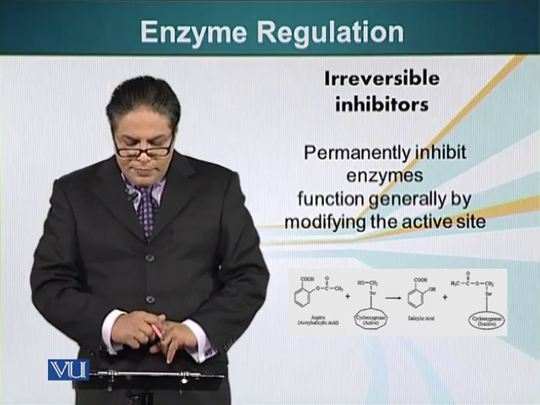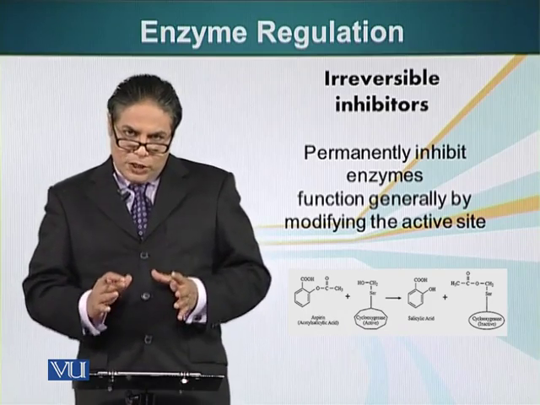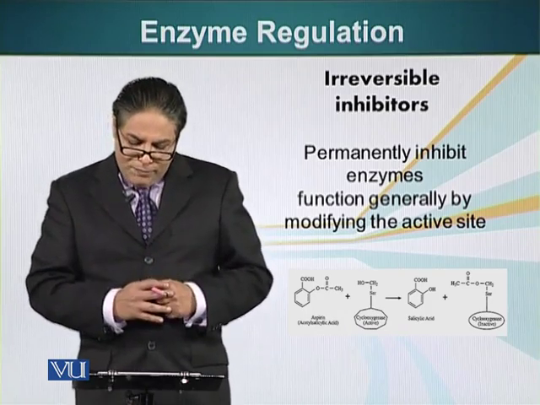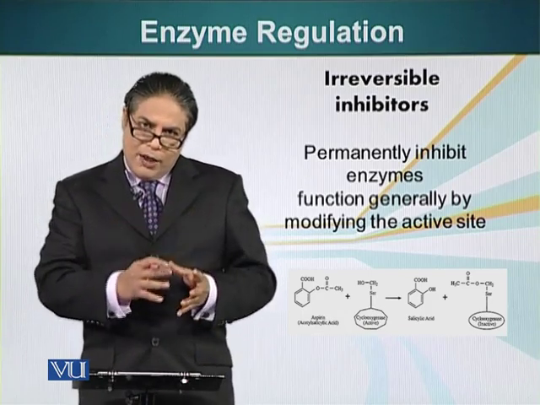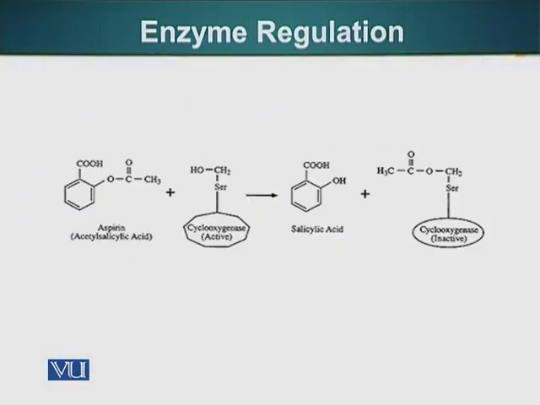Irreversible inhibitors permanently inhibit enzyme function. They generally chemically modify the structure of the enzyme. Generally, the active site of the enzyme is disabled. The example is acetyl salicylic acid. You know it as aspirin.